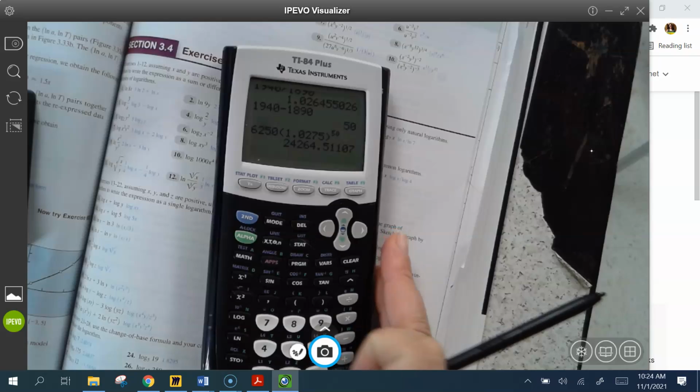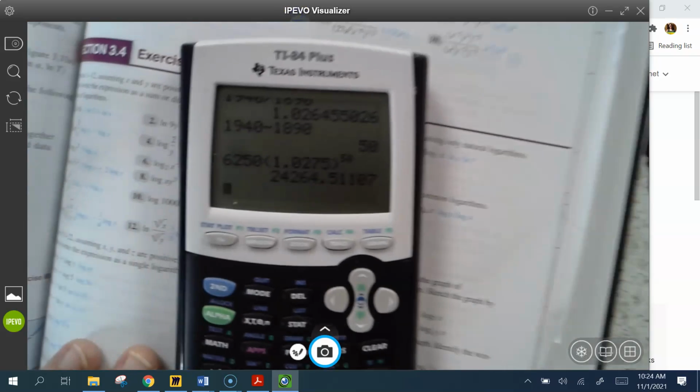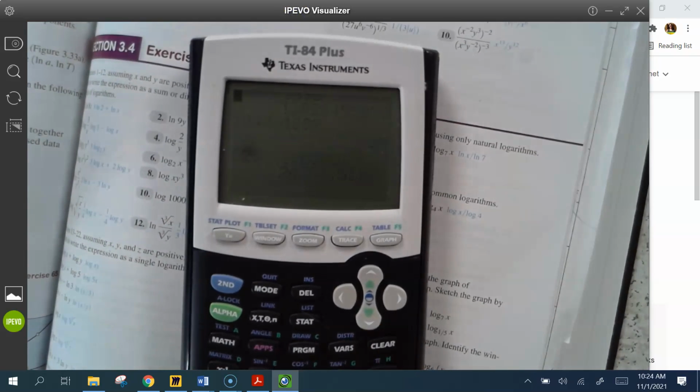Okay, so if I do log 7, close the parentheses, divided by log 2, because your calculator only does base 10, or most people's calculators do. Some of you have fancy calculators that let you put the base in there. But you hit enter and it gives you the answer there.